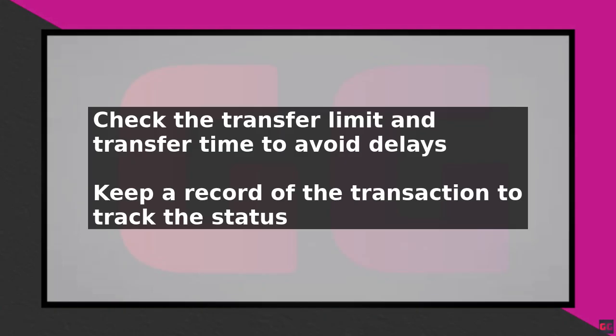In conclusion, sending money from India to Dubai requires some planning and research. But by following these steps and choosing the right method, you can ensure a safe and efficient transfer. Always compare fees and exchange rates, and make sure to provide accurate information to avoid any delays or issues.